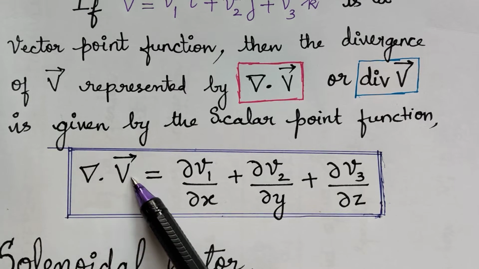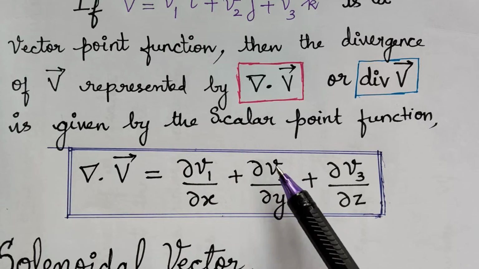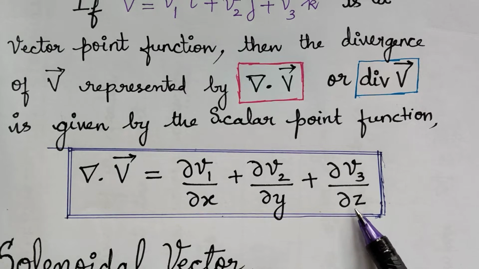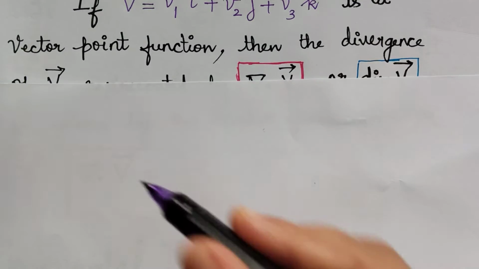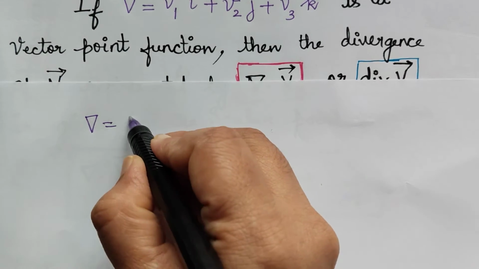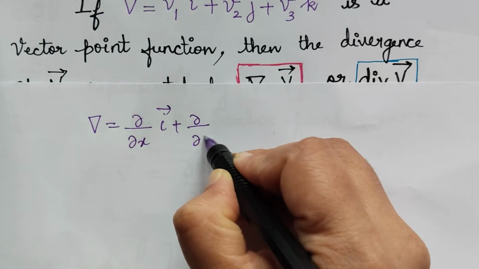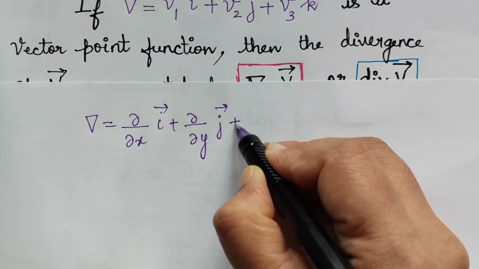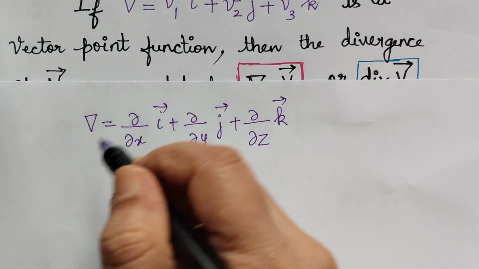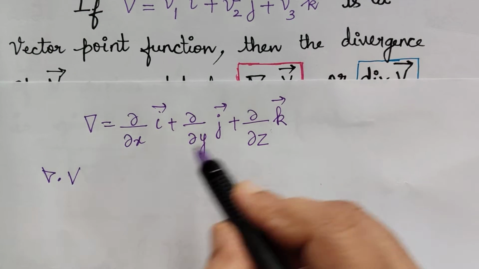When we take the dot product between these two vectors, we obtain dou v1 by dou x plus dou v2 by dou y plus dou v3 by dou z. The reason behind this is that nabla is the operator given by dou by dou x of i vector plus dou by dou y of j vector plus dou by dou z of k vector. So this is the operator nabla, and for nabla dot v, we have to take the dot product of this with v vector.